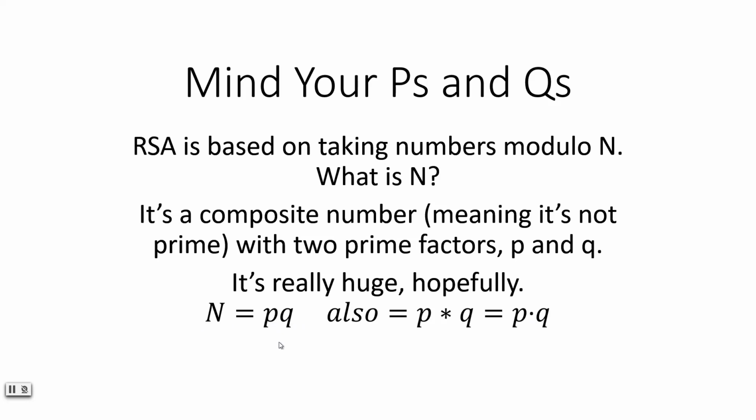What are p and q? Those are prime numbers. Those are pretty large numbers, and they multiply together to make an n of a length that gives us a key of a certain length.